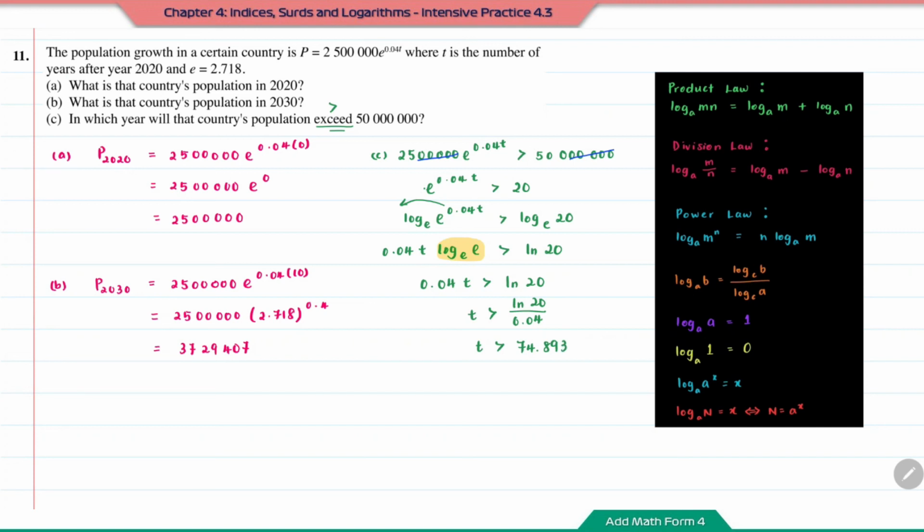74.893. So the number of years is in whole number. So the nearest one after 74.893 is 75. Therefore, the t is equal to 75. So remember that the t is the number of years after year 2020. So the question is asking you in which year the country population exceeds 50 million. So 75 years after 2020. So the year for the population to exceed 50 million is going to be 2020 plus 75, which is equal to the year 2095.